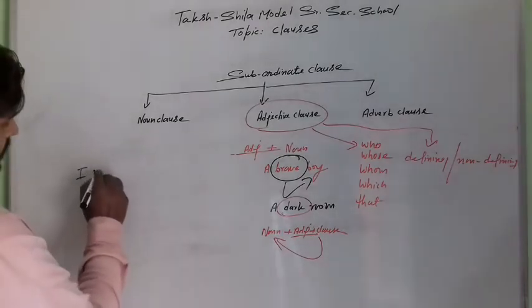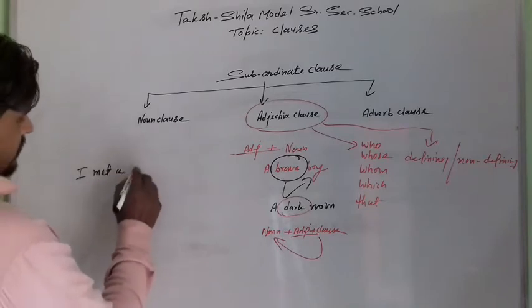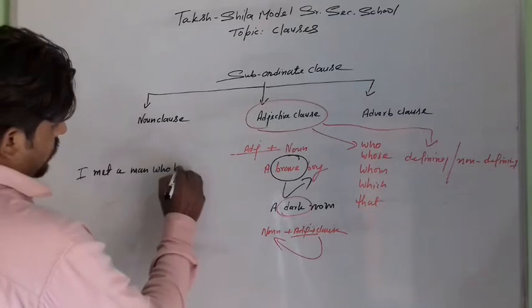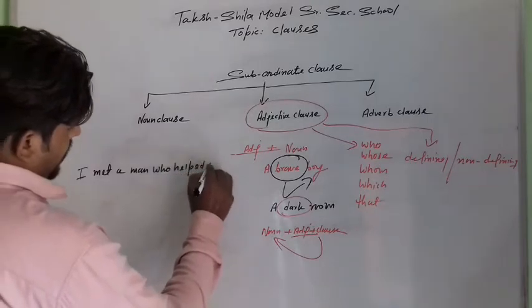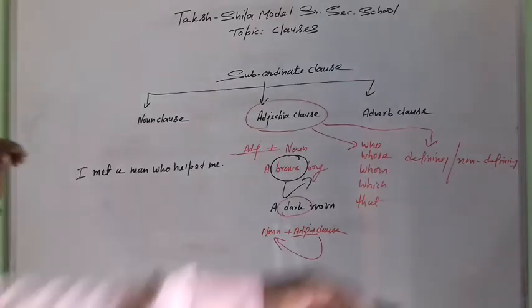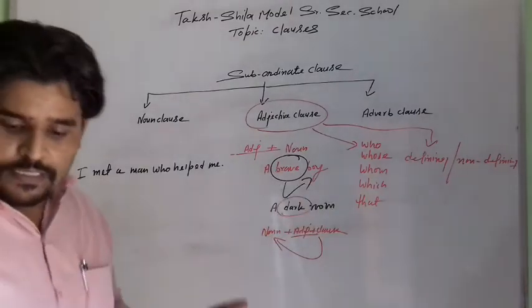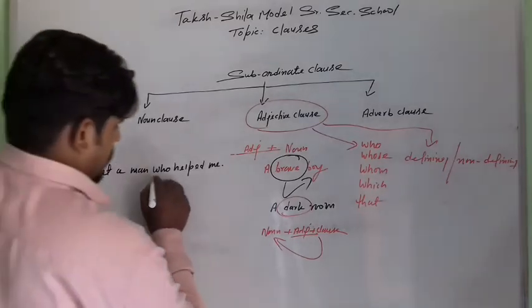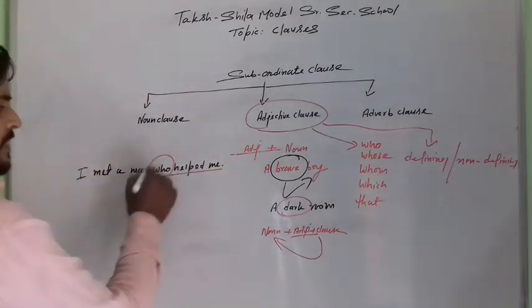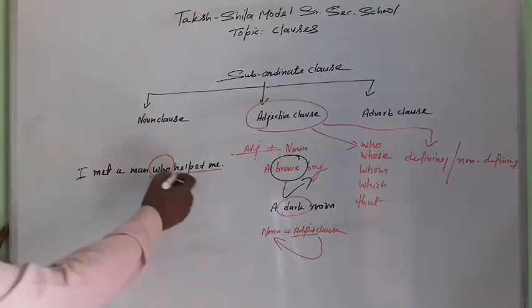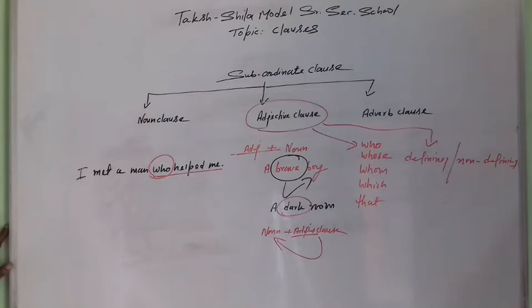I met a man who helped me. I met a man who helped me. In this sentence, what is a clause? The same rule will be applied to it. This is a clause. Why? Because this begins with a conjunction. So this group of words is called a clause because it begins with a conjunction. Now, what kind of clause is this? This is the question.